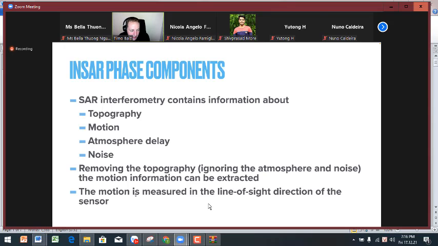So that is the idea, right? We have this information of topography, motion, atmosphere. And to analyze, we have to separate the different parts, and also very important, the last sentence, the motion is measured in the line of sight direction of the sensor. So when here's our sensor, this direction, there is also the motion, the direction of the motion that we measure. And that is our measurement vector.